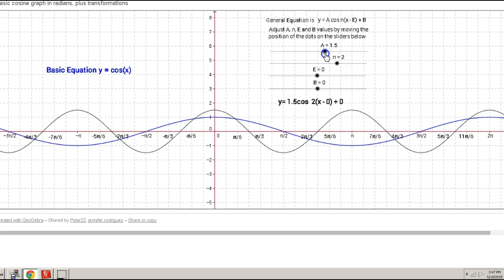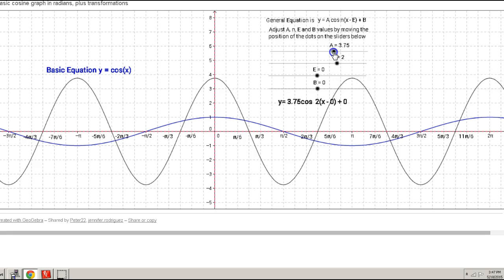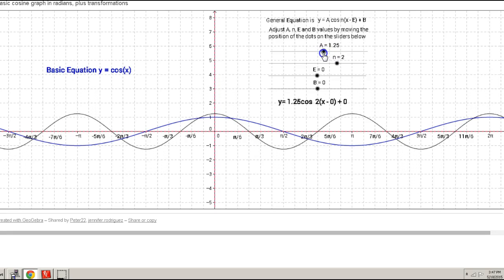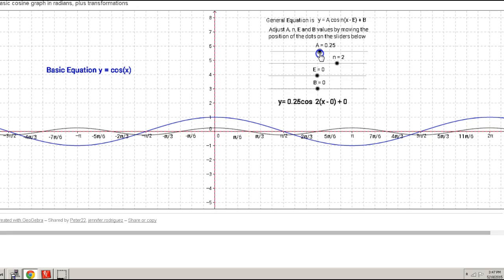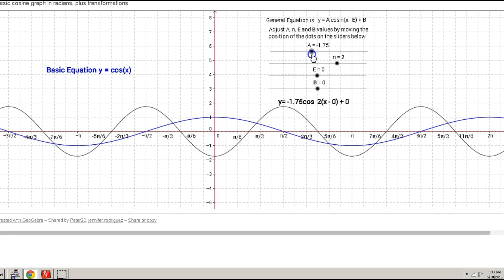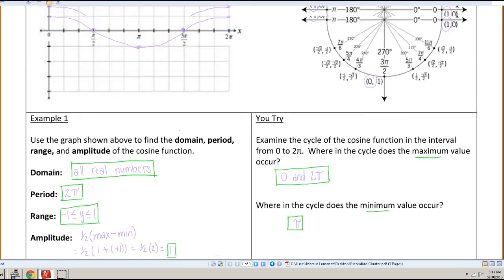So, before it was like this, the bigger a is, the taller the graph gets. The smaller a gets, the flatter it gets. And then, once a becomes negative, the graph flips upside down. You see that? So, let's take a look at what that looks like. I'm going to scroll back up to our original graph.